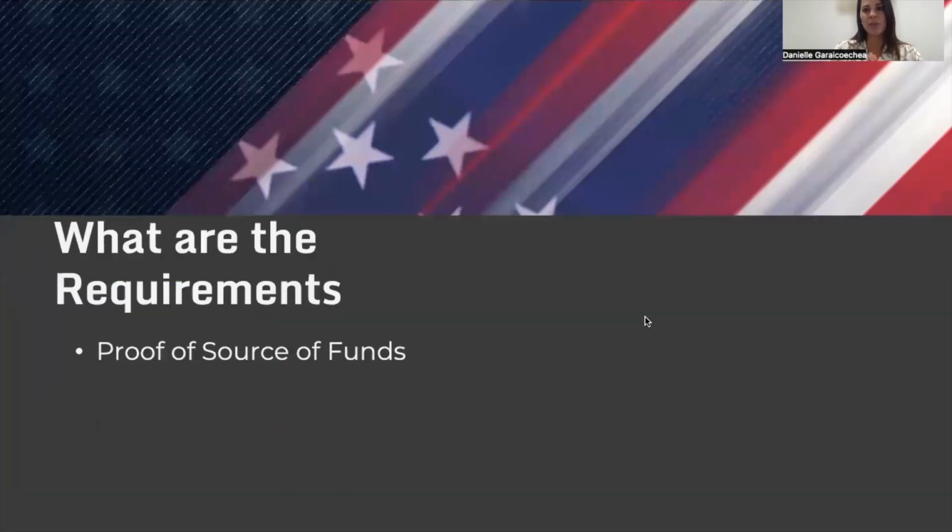What are the requirements? Basically, we need to be able to prove the source of funds. Unlike other types of visas that require you to have a certain type of education or special abilities or a sponsorship, the EB5 requires the proof of the source of funds and the generation of the jobs.